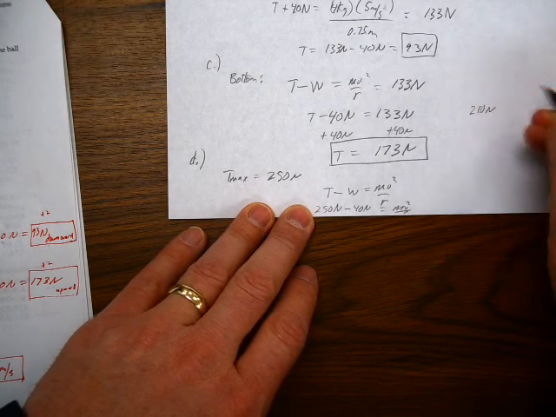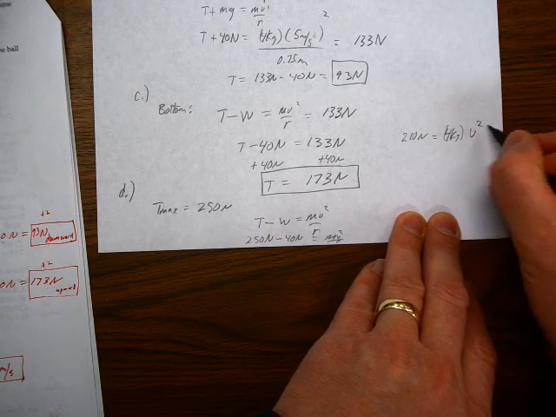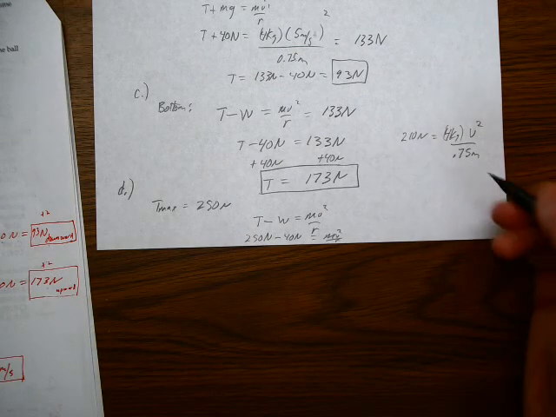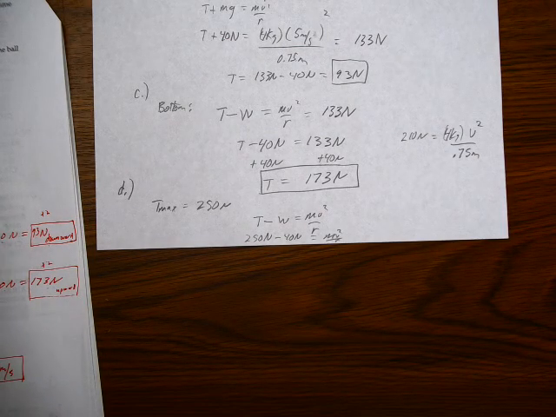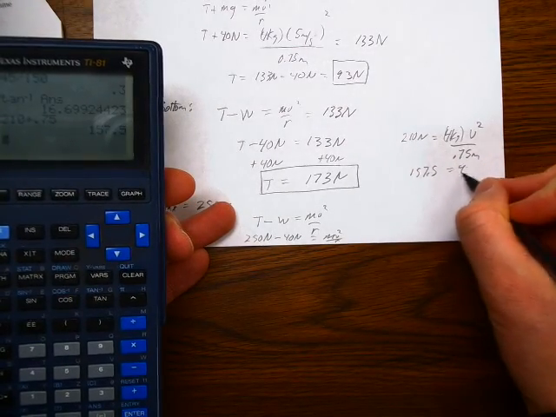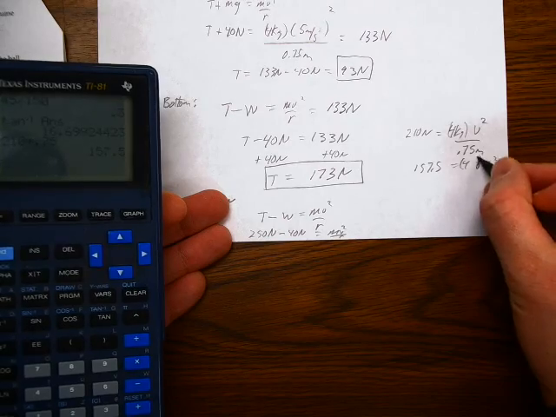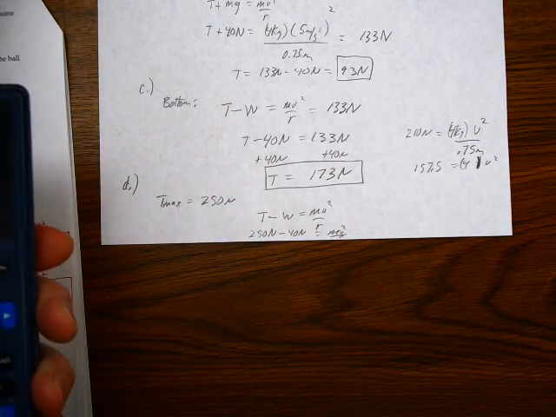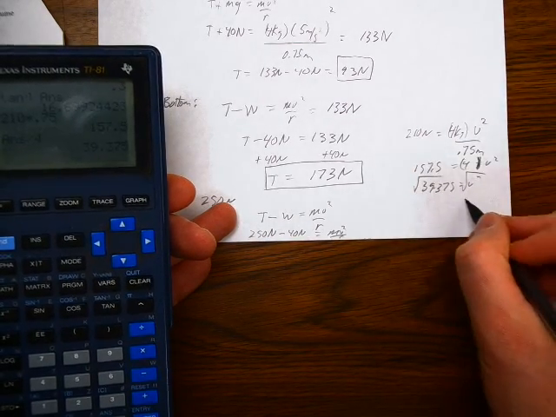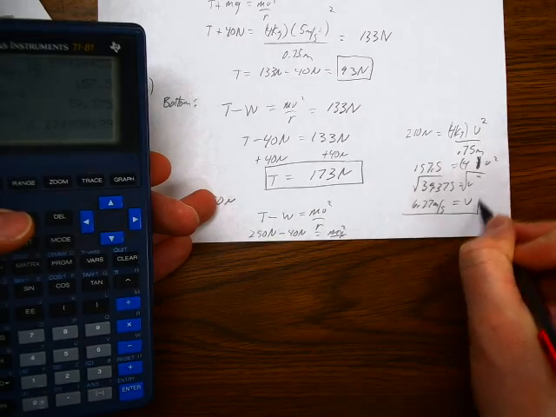So this is 210 newtons equals mass, which is 4, times the new velocity that I don't know, divided by the same 0.75 meters. Multiplying 210 by 0.75, I get 157.5 equals 4 times v squared, dividing by 4. Sorry, that's not an equals there. And I get 39.375 is v squared. Then I square root it and get v is 6.27 meters a second.